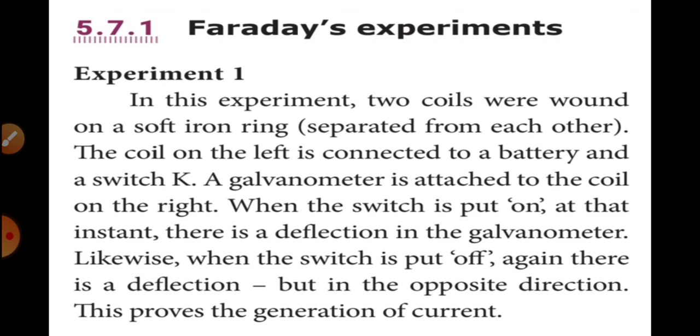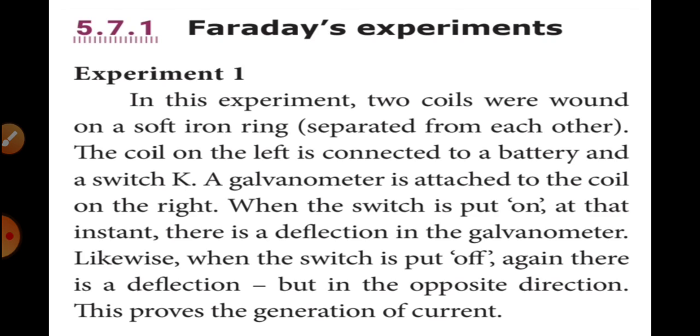So experiment 1. In this experiment, we take two coils wound on a soft iron core, in a soft iron ring, separated from each other. The coil on the left is connected to a battery and switch K, and the other coil on the right is connected to the galvanometer.